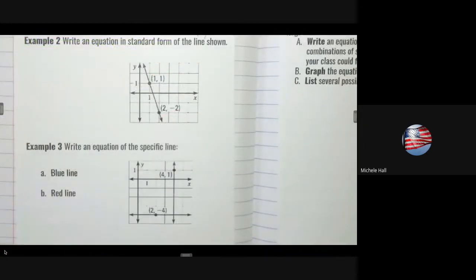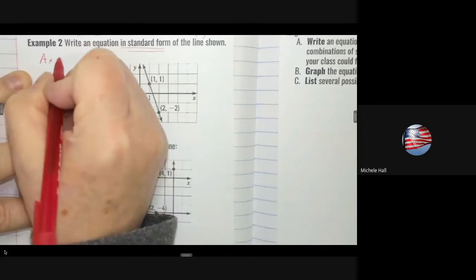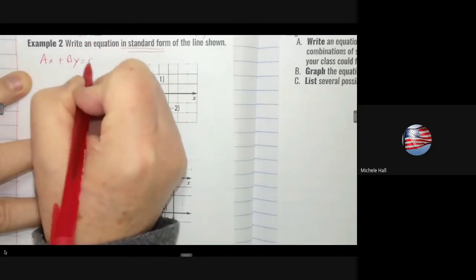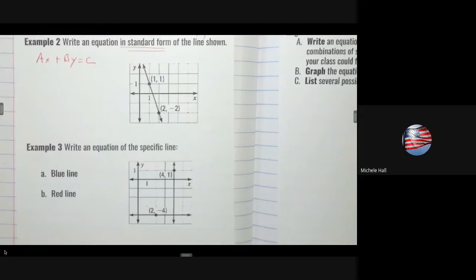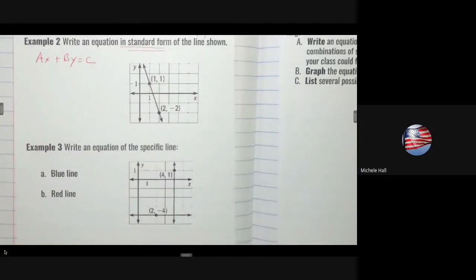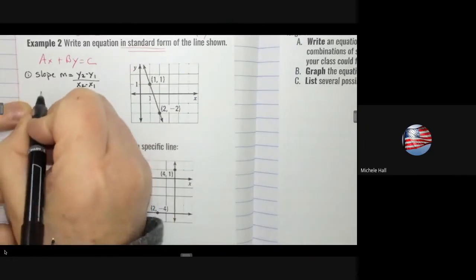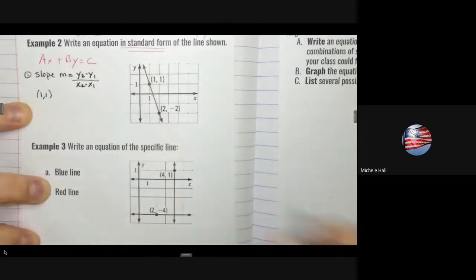Write an equation in standard form of the line shown. I have a line, and I need to write an equation in standard form. So we know we're looking for ax plus by equals c. Well, what's the given information? What do I have to write an equation of a line? I have 2 points. So what can I do with those 2 points? We're going to start by number 1, finding the slope. So we're using the points 1, 1, and 2, negative 2.